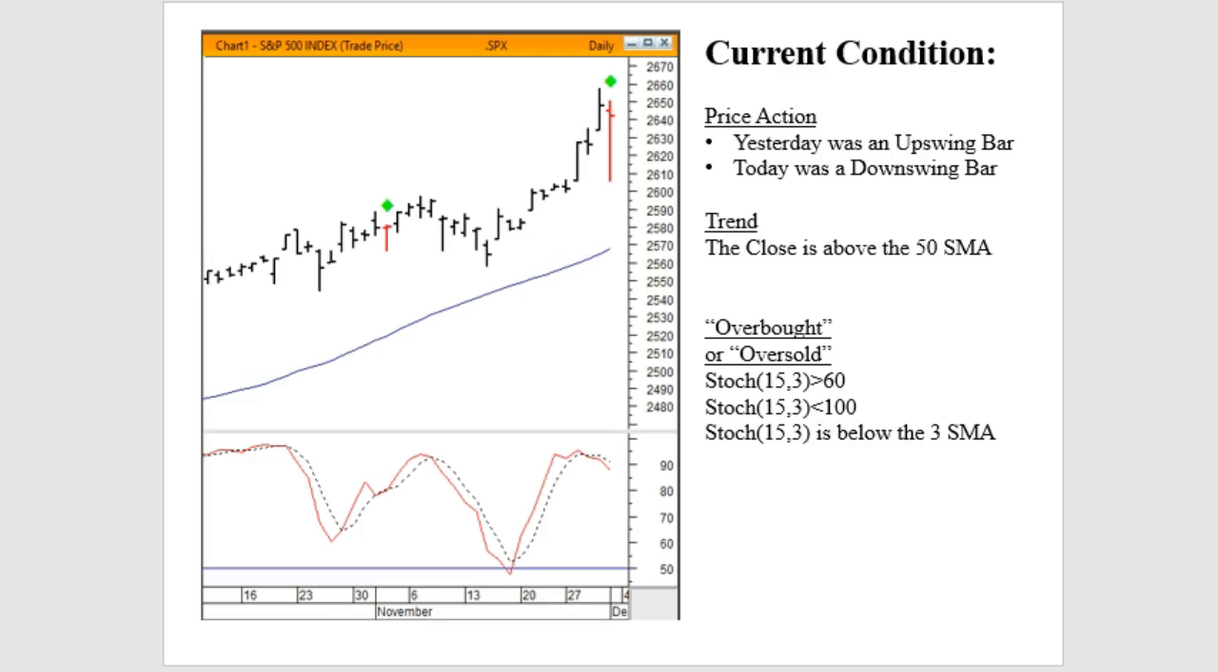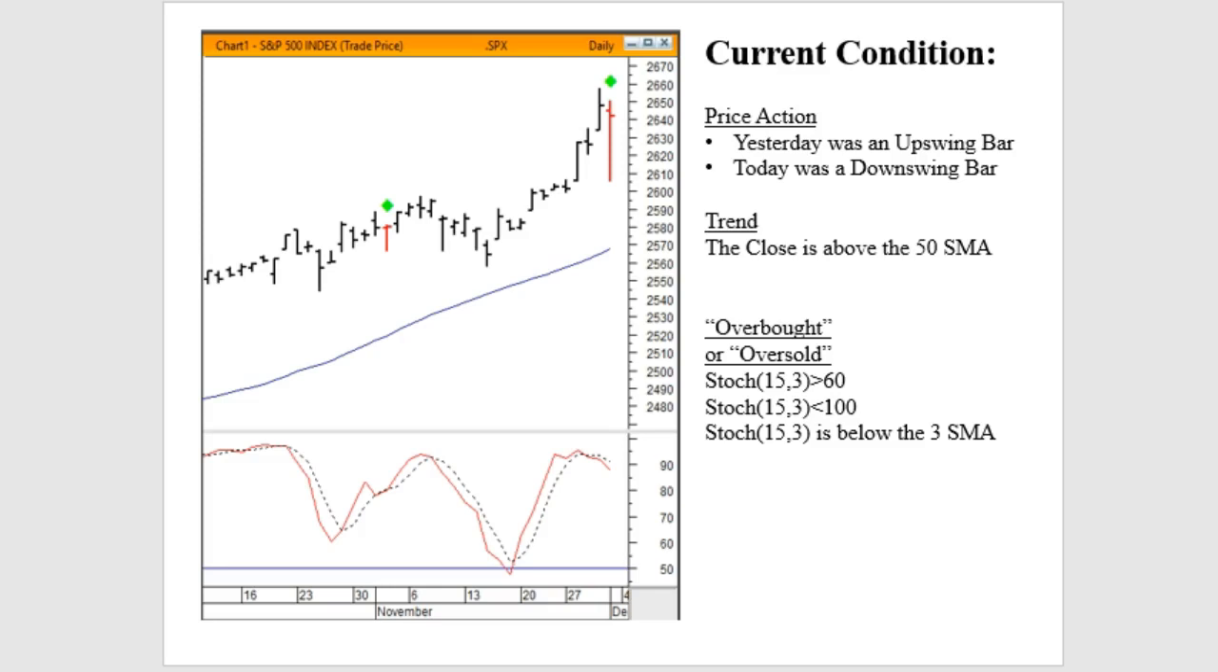We are above the 50-day simple moving average in the SPX. And then we go to the 15-3 stochastic. We are in overbought territory between 60 and 100. And it is trending downward underneath the 3-day simple moving average of that stochastic, the %D.